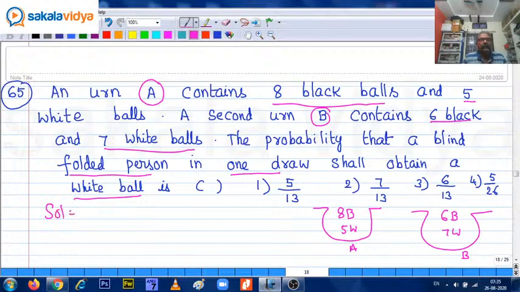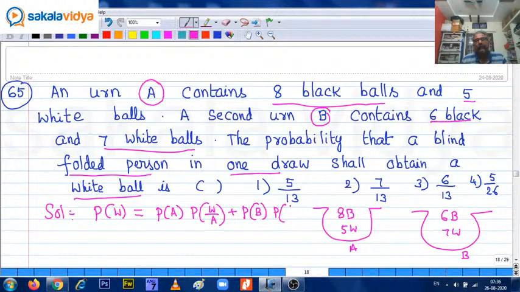That means the solution directly I will write. Probability of W. Here two cases will arise. The white ball is from bag number A. That means first we need to select the bag. Probability of selecting bag, sorry, A. That is P of A, probability of selecting the first bag. Then probability of selecting a white ball from it, plus probability of selecting the second bag and probability of selecting a white ball from it. So we need not remember a formula. With the help of logic, with the help of common sense we can solve the problem.